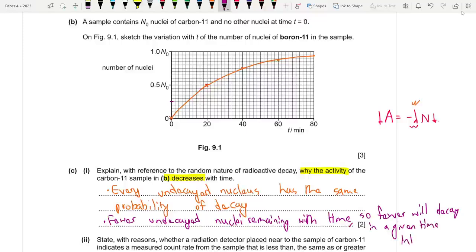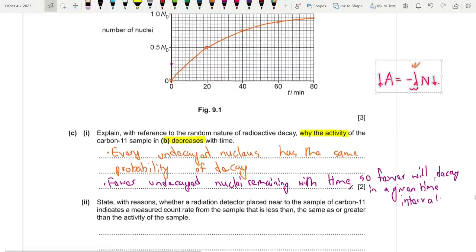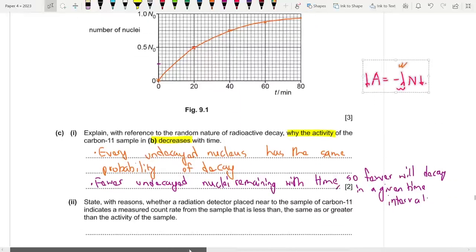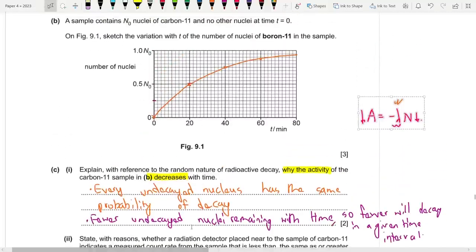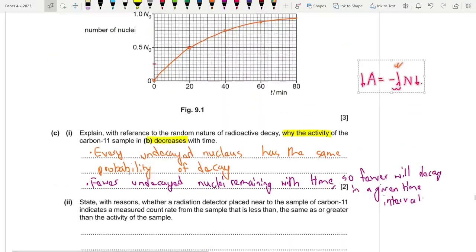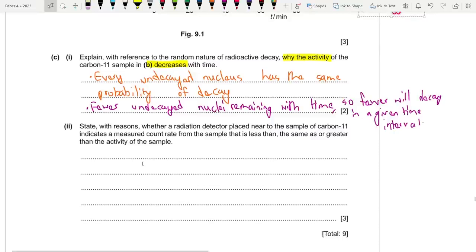I did not like their wording, honestly, but they did tell us to refer to the random nature of radioactive decay. I would personally go for A is equal to lambda N. Since lambda remains the same, probability of decay remains the same. If the number of unstable nuclei decreases, the activity must also decrease. I would honestly just give a mathematical answer, okay? But yeah, what other option do you have? Honestly, you have to memorize this.